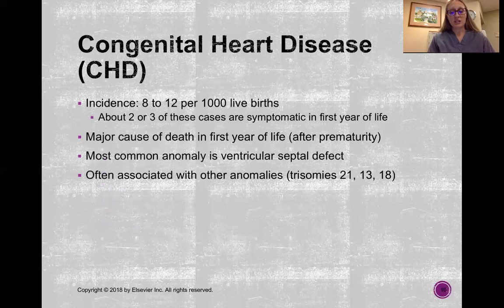So congenital heart disease specifically doesn't happen too often, but as you can see from the statistics here, about 8 to 12 in every 1,000 live births, and about 2 or 3 cases are symptomatic in the first year of life. This is the primary cause of death after infant prematurity of babies in their first year of life. And there's more than 35 defects that are very common. So of those 8 to 12 per 1,000, there's about 35 defects that occur over and over again.